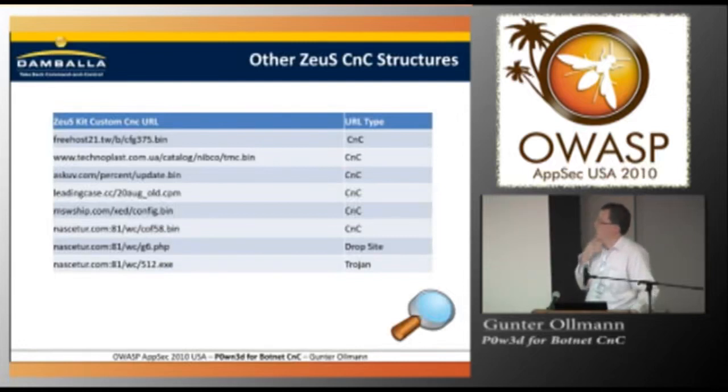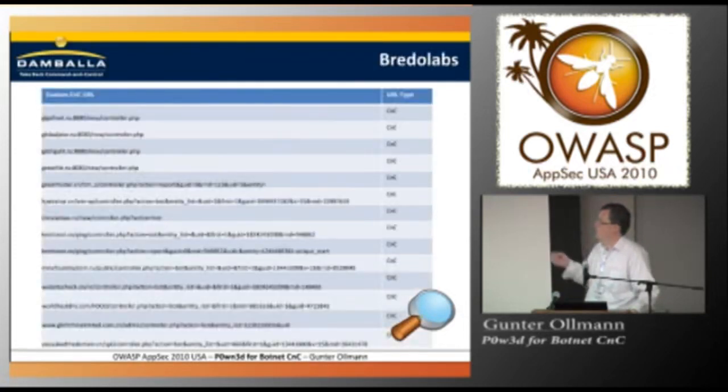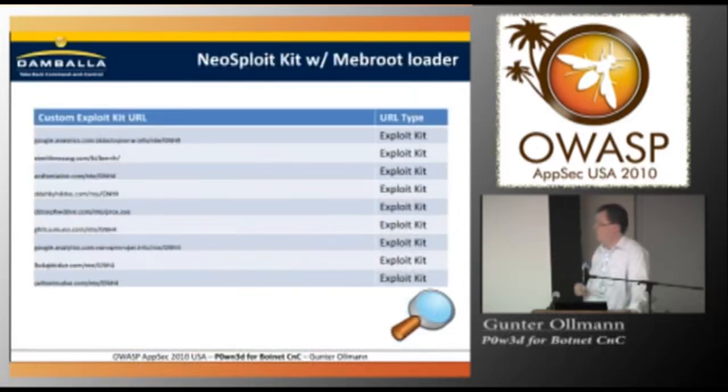Meanwhile, you see other types of structures. So for example, this is a different group, and the way that they make their files available, and also the way that they're using the server. So for example, this third server here, nascator.com on port 81, is hosting the command and control, but it's also hosting the drop site for all the latest content that's being uploaded and stolen from the victim machines, as well as distributing the latest malware agent.